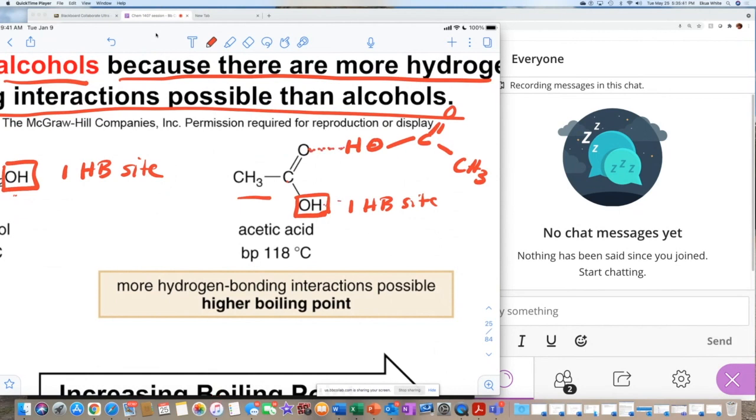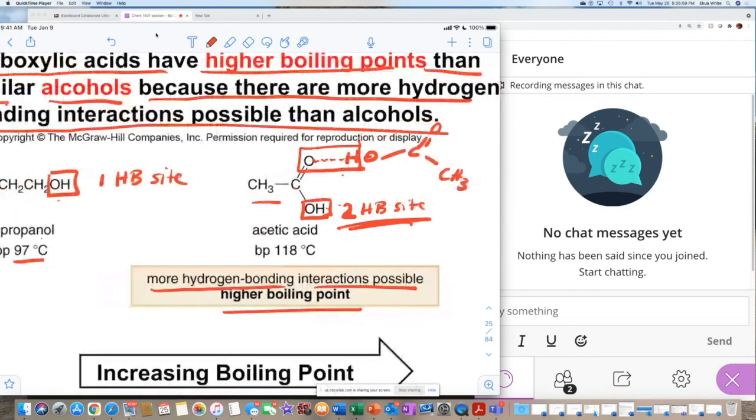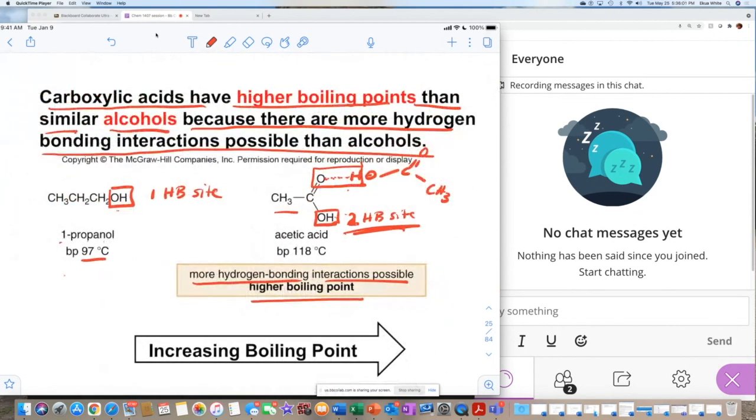We have another site right here. So we have two hydrogen bond sites total on one molecule. We have one there and one here. So total is two hydrogen bonding sites. For that reason, because we have more hydrogen bonding sites in carboxylic acid, they end up for the first time beating alcohol. Until now, alcohols have always won.